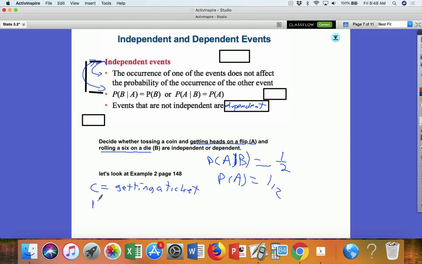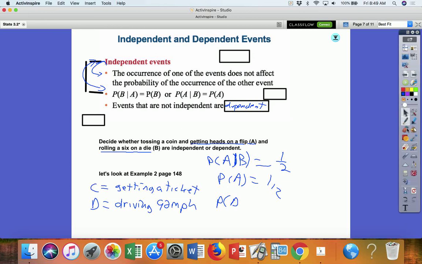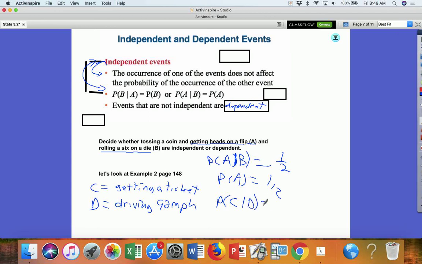Let's say event D is driving 92 miles per hour. Are the chances of getting a speeding ticket different with this than without? Give me your estimate of driving down the interstate and getting a speeding ticket.